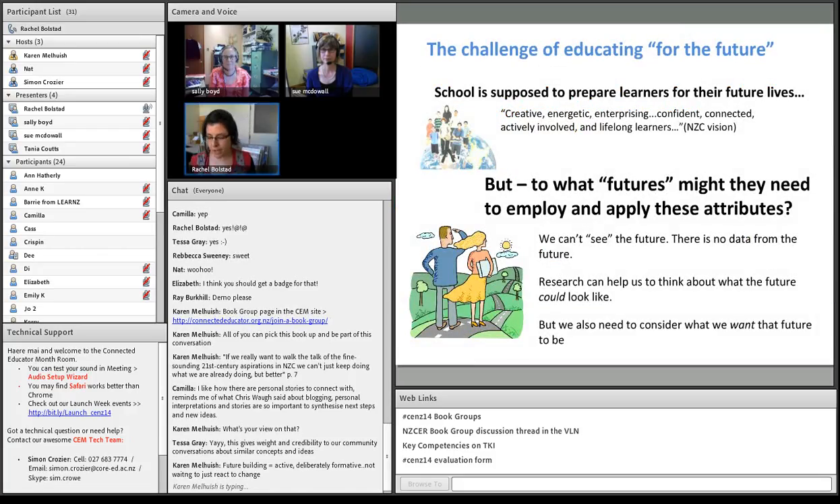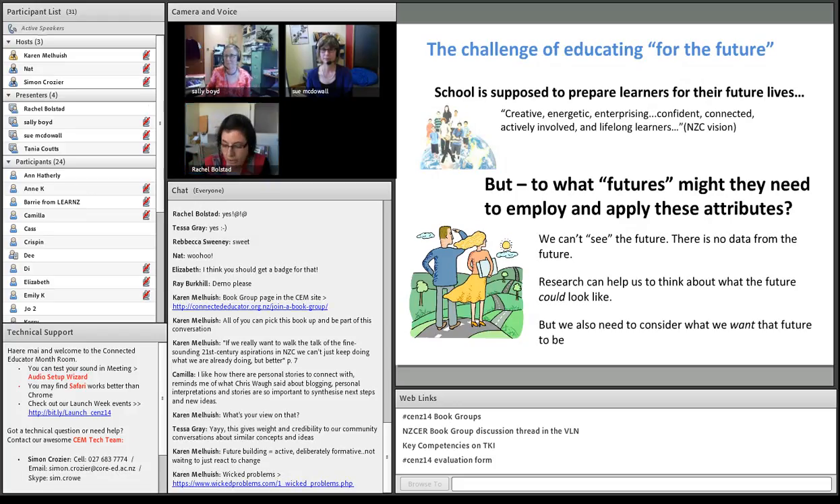So I've been worrying about this question for many years, and I'm not the only one. So we all know the wonderful vision statements in the front of our New Zealand curriculum that say what we hope that our learners will be and become. But the question of the future that we imagine these young people will need to employ and apply these attributes is less often addressed. Because we can't see the future and we have no data from the future, most of the time we end up leaving the future to its own devices. In other words, we don't seriously engage with it as an educational question.